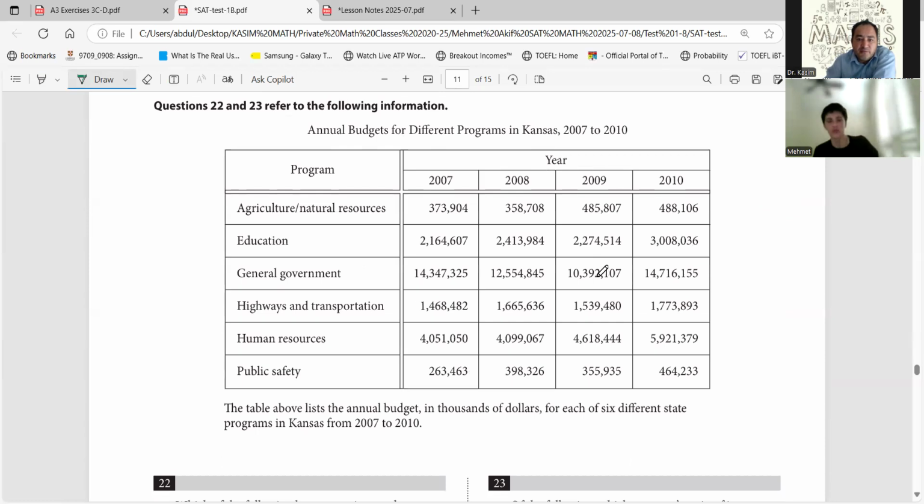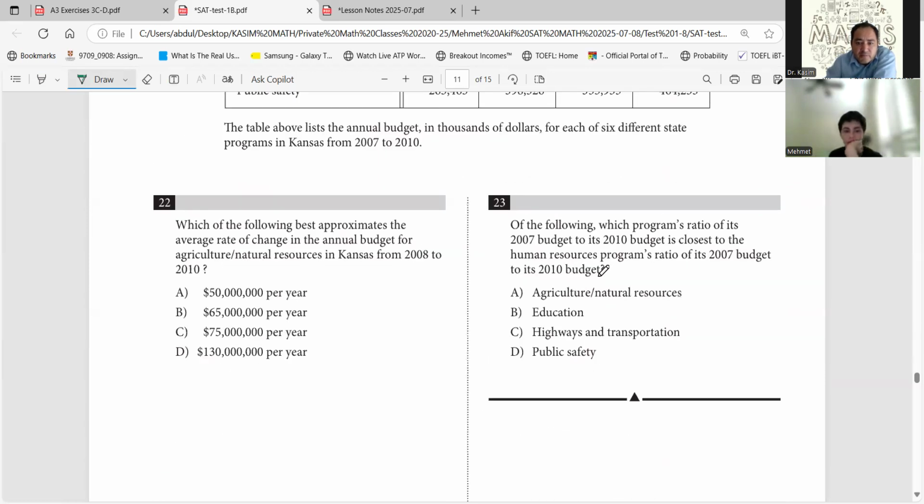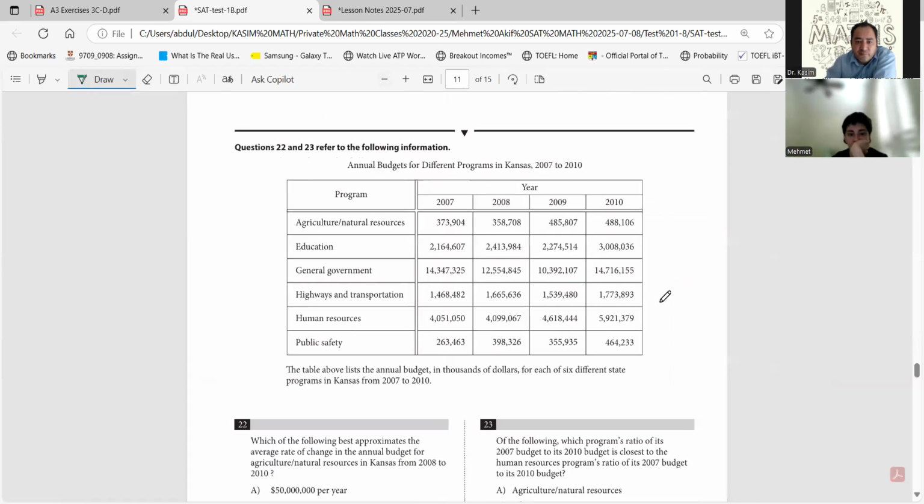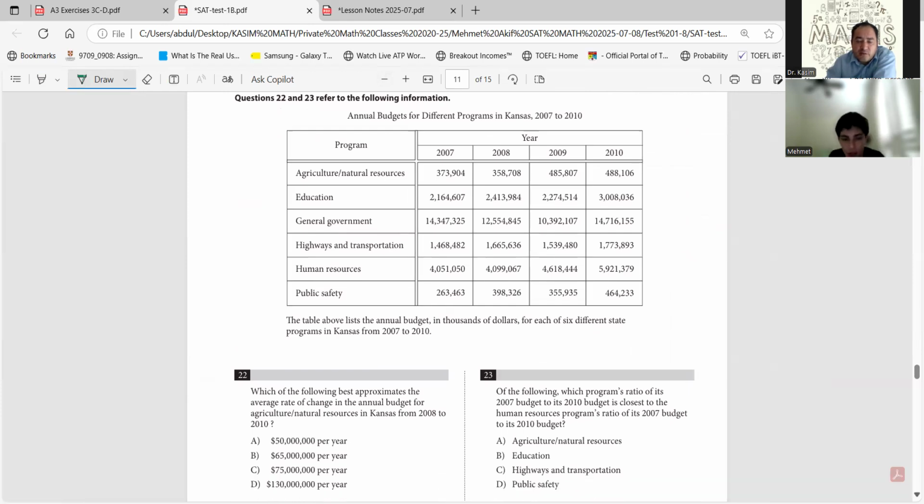All right. It's a bit long. So it's 23 and 24. Can you see it, Mehmet? Here I can see it. Okay, 23, 24, which refer to this question. Which of the following best approximates the average rate of change in the annual budget of agriculture and natural resources in Kansas from 2008 to 2010?